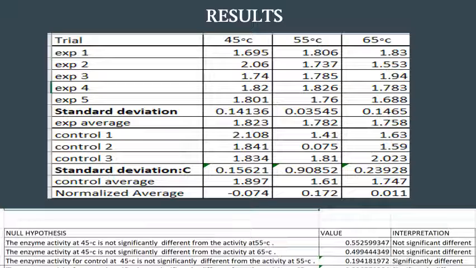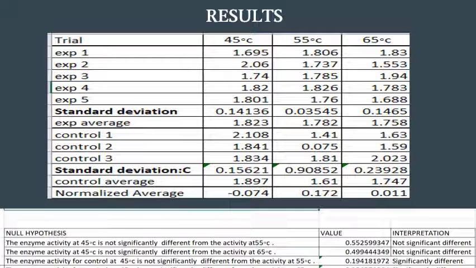We then did the standard deviation for each temperature and control to show the extent of deviation for each degree. The standard deviation for the experimentals for 45 degrees was 0.14136, for 55 degrees was 0.03545, for 65 degrees it was 0.1465, and then we also did the same standard deviation for the control, and at 45 degrees we had 0.15621, at 55 degrees we had 0.90852, and at 65 degrees we had 0.23928.